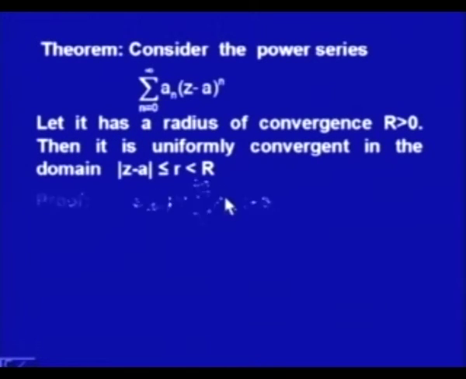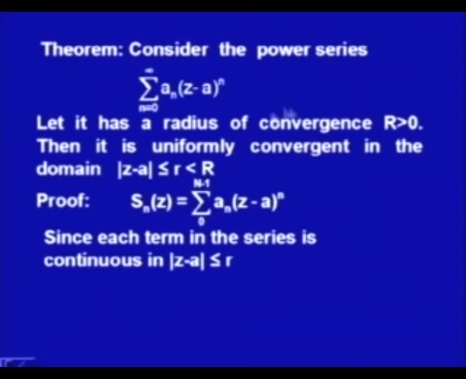Now, to prove this, let us consider the partial sum S_n(z) as the sum of a_n (z minus a) raised to power n, it is a sum of n terms, so it is 0 to n minus 1. So, this is the partial sum. Since each term in the series is continuous in |z minus a| less than or equal to r, because each term of this series is a power in z, each term will be continuous in this region.